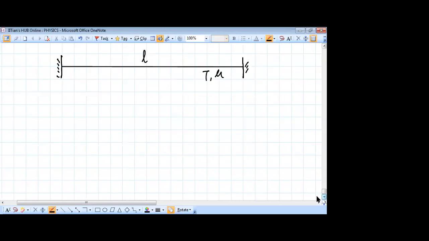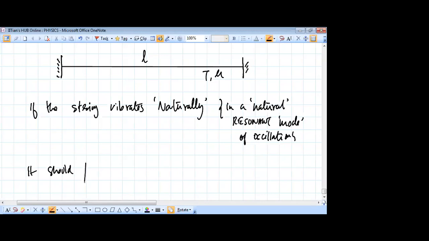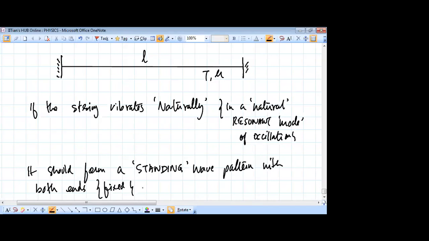Okay. So if the string vibrates naturally, or in what we call a natural resonant mode of oscillation, it should form a standing wave pattern with both ends, that is fixed boundaries, nodes.